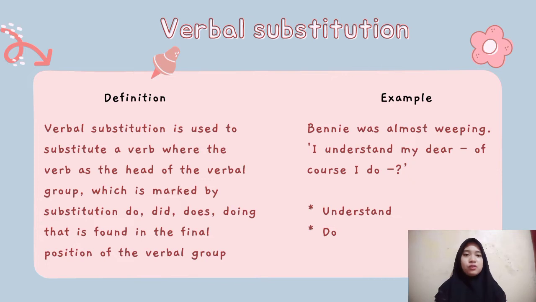This sentence is called verbal substitution because, as I said before, verbal substitution is marked by do, which is used to substitute or replace a verb identified as the head of a verb phrase. The verb understand here is the head of the verbal group in the dialogue above that is substituted by the verbal substitution do.